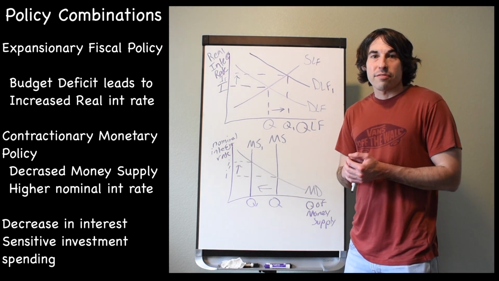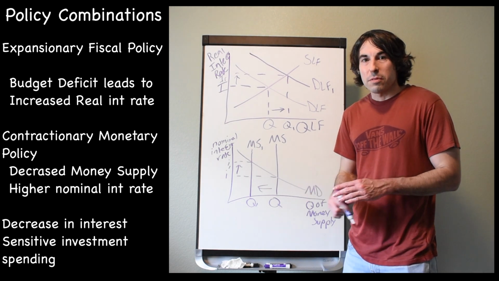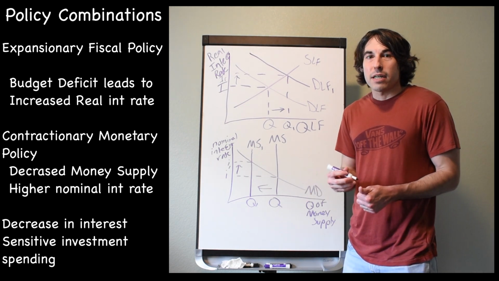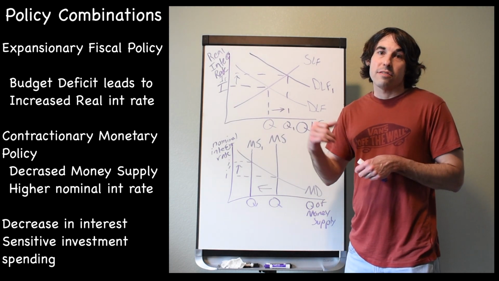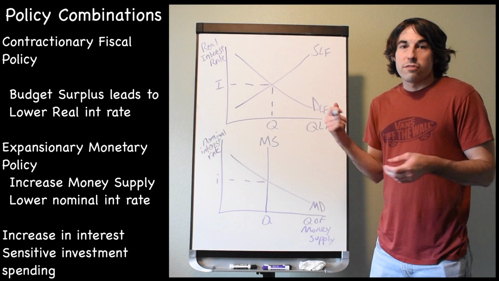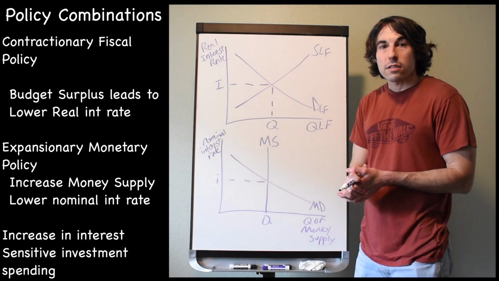And remember, if we have a higher interest rate, then businesses will stop conducting interest-sensitive investment spending on capital goods. And if we're not buying capital goods, then in the future, economic growth is either going to slow down or even go negative. Finally, what if we combine a contractionary fiscal policy with an expansionary monetary policy?